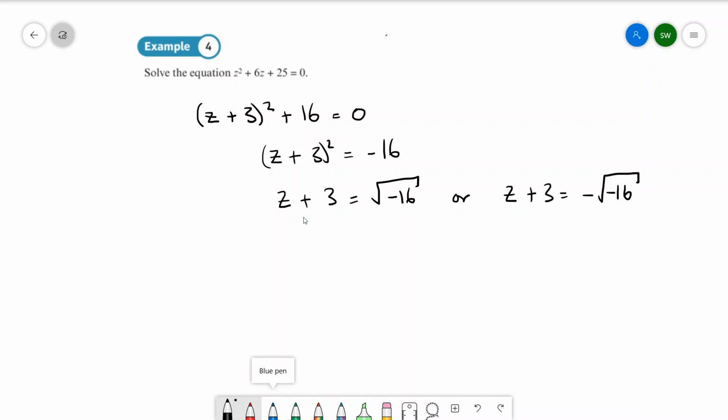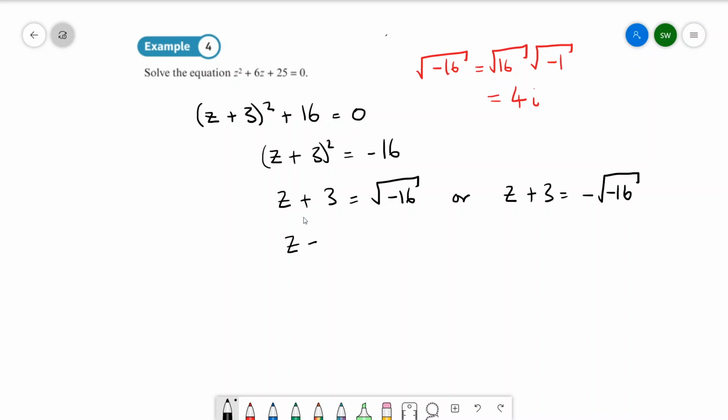Let's try and simplify the square root of minus 16. We could write square root of minus 16 as square root of 16 times square root of minus 1. Square root of 16 is 4, square root of minus 1 is i. And we're doing that because we don't want to leave our answer in this unsimplified form. We always want to try and get our answer in terms of i.